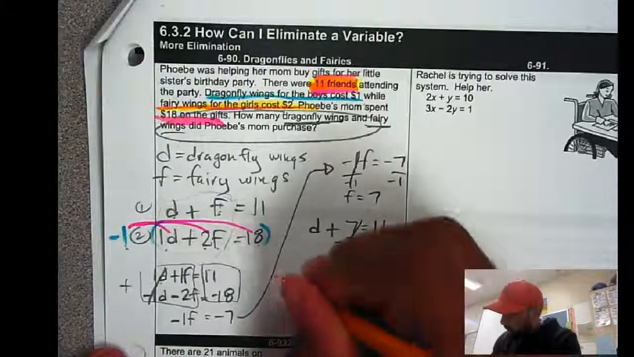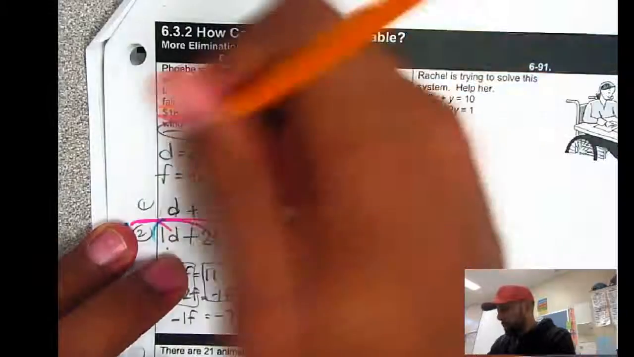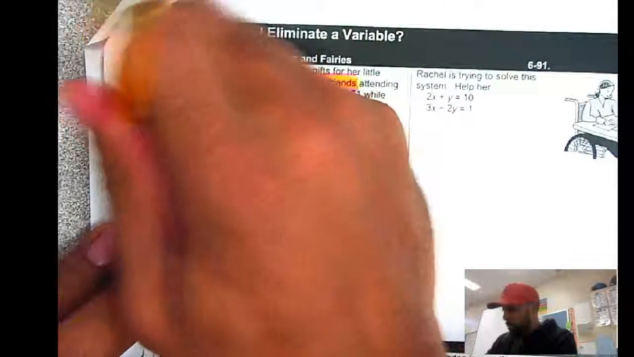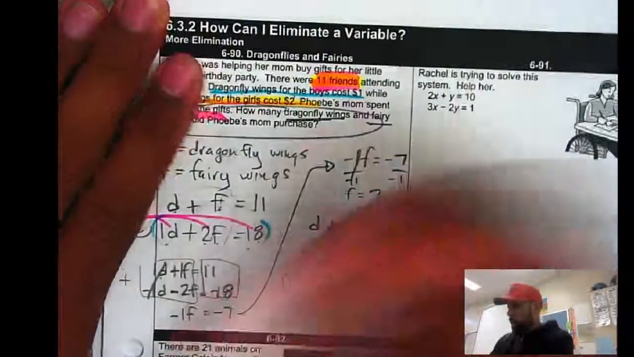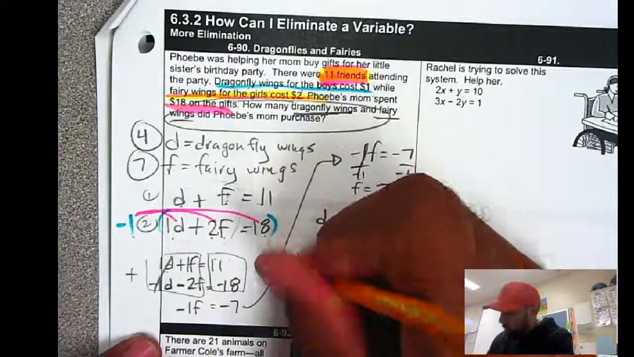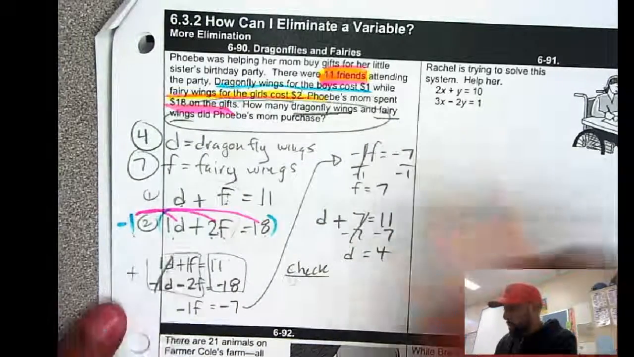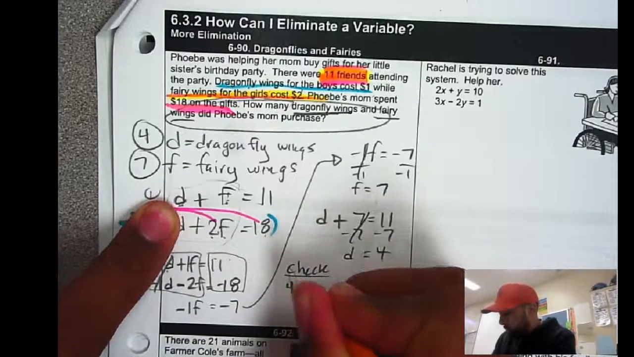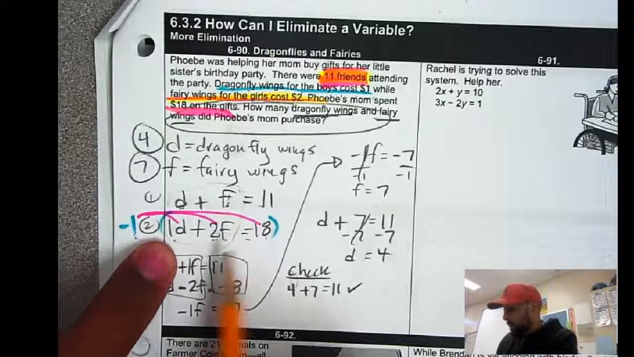I'm going to write that out right over here: 7 for fairy wings and 4 for dragon wings. What I'm going to do here, that you should be doing in every problem, is checking your answer. I have 7 and 4. This one's pretty simple: 4 plus 7 equals 11. That one's good.